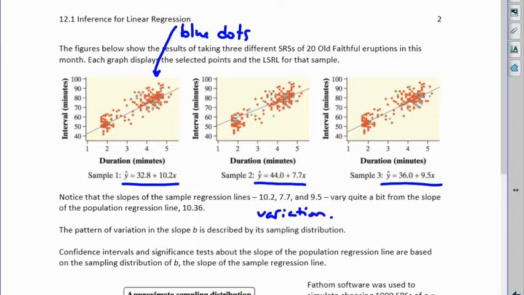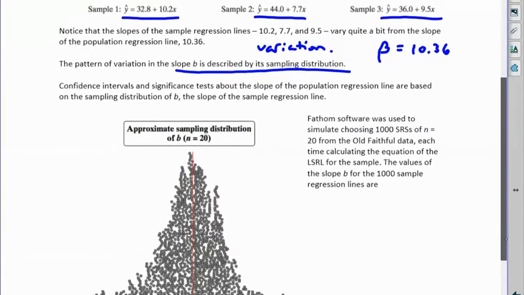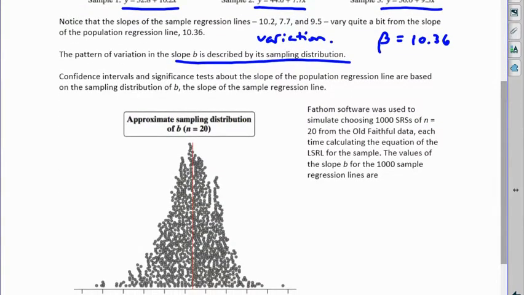But we can see that there's a lot of variation from that true slope of the regression line of 10.36. This pattern of variation in the slope can be described by a sampling distribution, just like with the means and the proportions that we had in chapters 9 and 10.